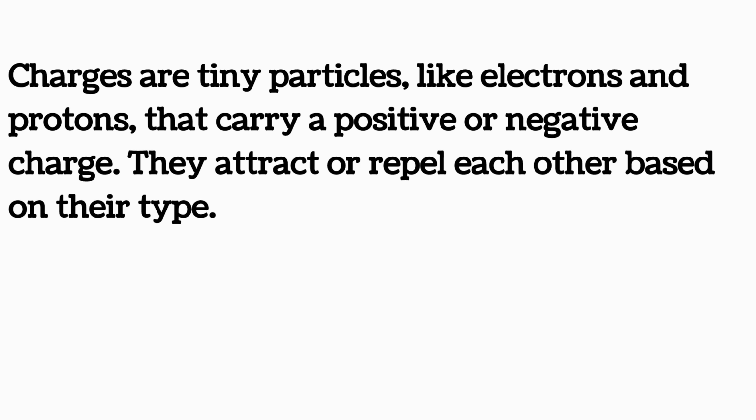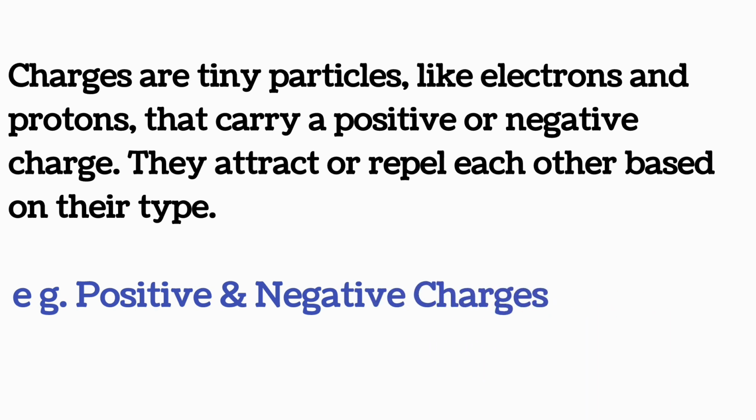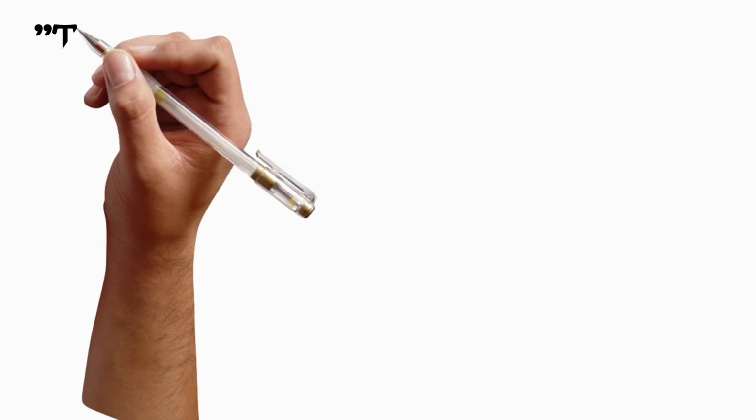So how do the charges behave? Now let's know about the different kinds of charges. Basically there are two types of charges, positive and negative charge. The positive charge behaves like a proton and the negative charge behaves like an electron, as we know.